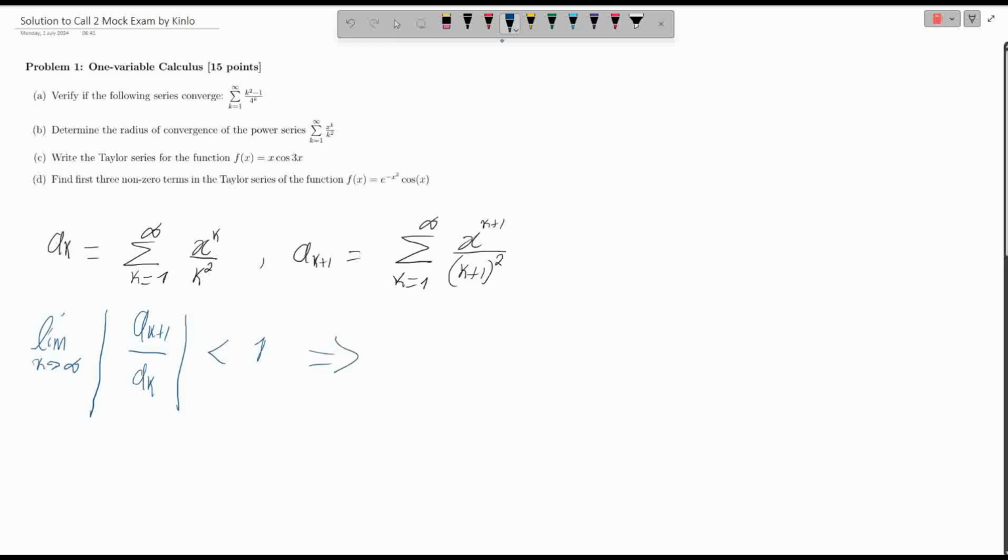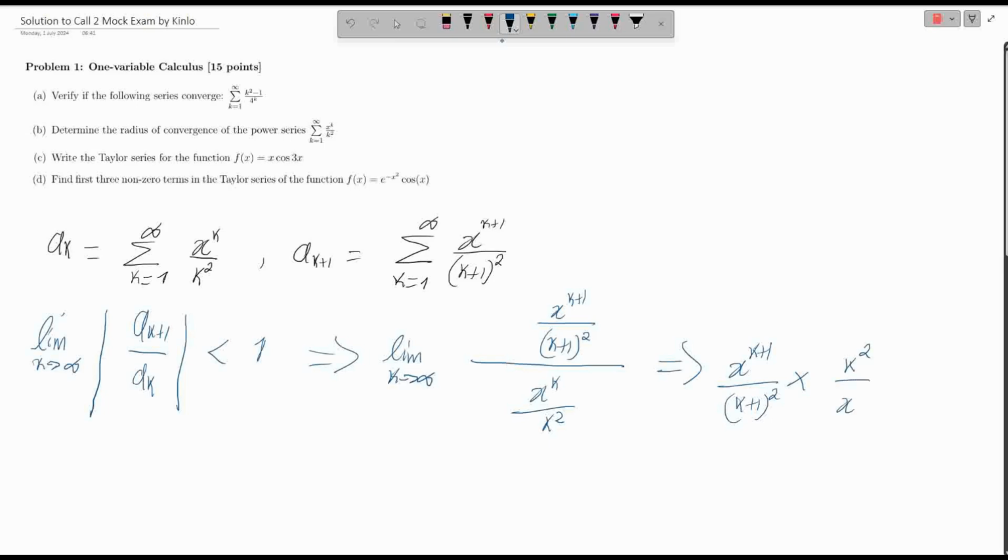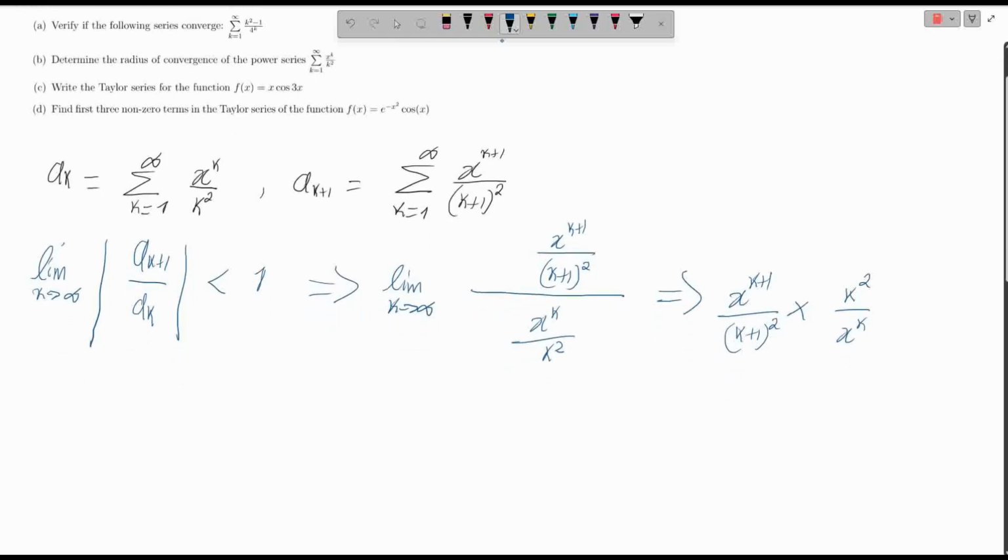So this implies that we're going to have the limit as k tends to infinity of, we know our a_(k+1) is our function above, so x raised to the power k plus 1 divided by (k plus 1) all squared, and our a_k is simply x raised to the power k divided by k squared. Now this is equivalent to x raised to the power k plus 1 divided by (k plus 1) all squared, now multiplied by k squared divided by x raised to the power k. Again, I've taken the inverse, so I've switched the numerator and the denominator, and to further solve this we just need to simplify.